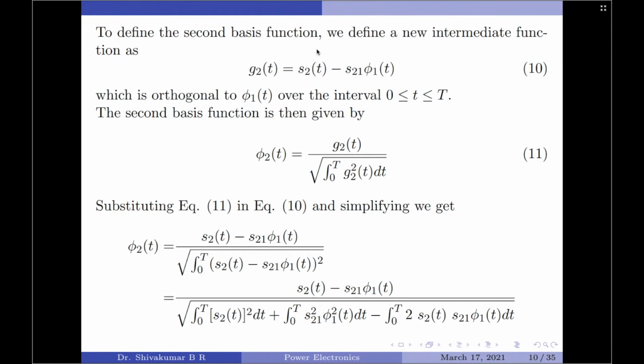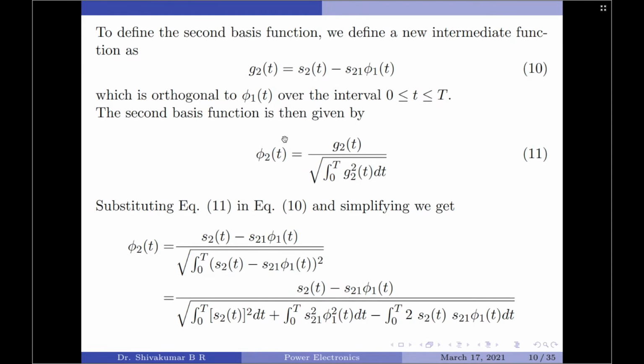To define the second basis function, we must define a new intermediate function which is given by equation 10 here. That is, let us consider a new signal G2 of t which is given by S2 of t minus S21 into phi 1 of t. S21 is a coefficient and I will talk about this coefficient a little later. Very importantly, we must note the new intermediate signal that is defined must be orthogonal to the previously generated basis function which is phi 1 of t over the interval 0 to capital T.